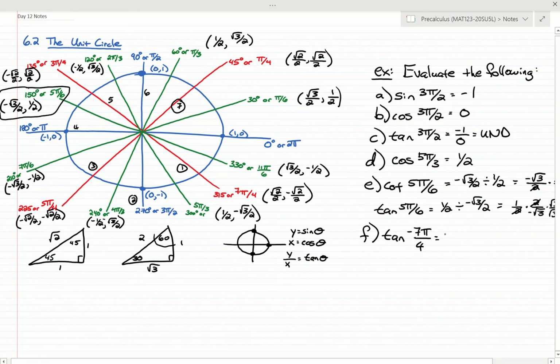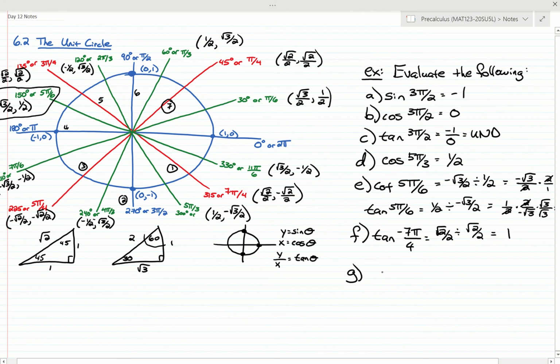Now the tangent at this point would be the y value divided by the x value. Well, we're dividing the same thing by itself. The tangent here would just be 1. All right, a couple more.